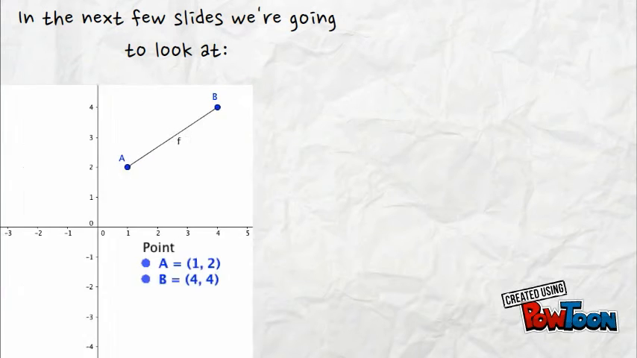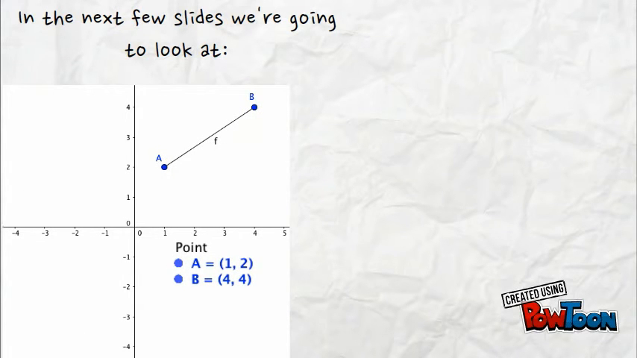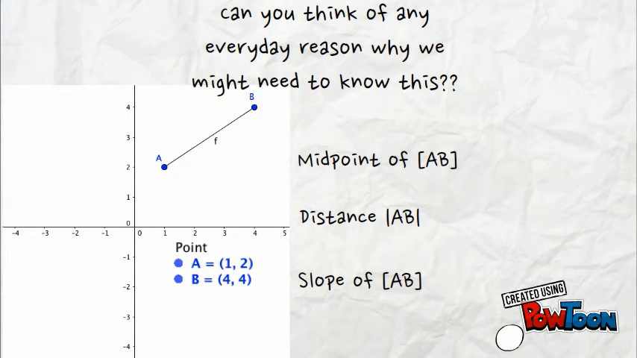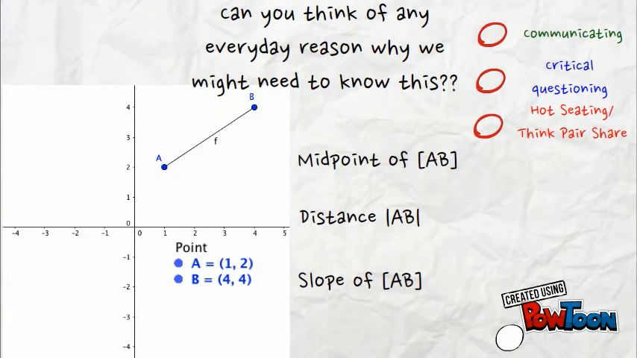Now, with that done, over the next few slides we're going to look at what we can do with a line segment. We can find the midpoint, the length or distance between 2 points, or the slope. Can you think of any everyday reasons why we might need to know these things about a line segment?